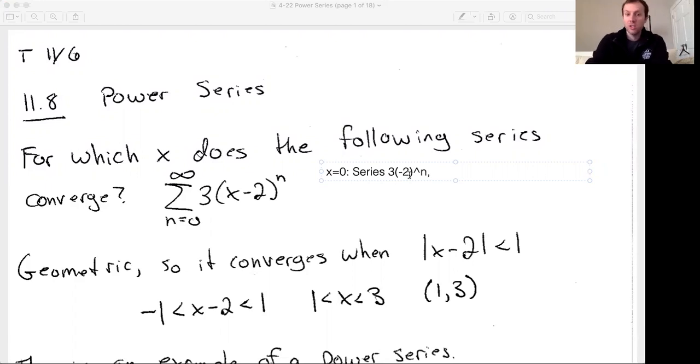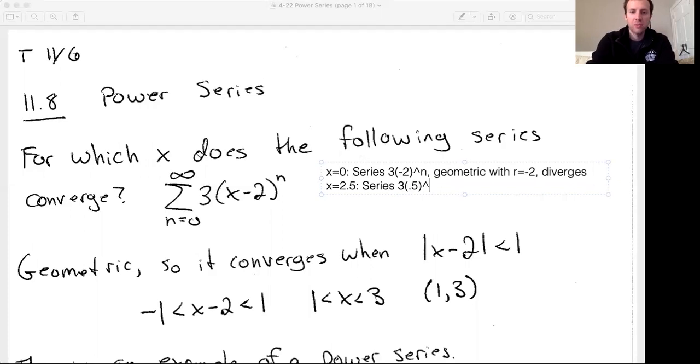And this is a geometric series. The r is negative 2. So this diverges. On the other hand, if you pick a different x, say x equals 2.5, then you get the series 3 times 0.5 raised to the n. This is again geometric, but now r is 0.5, so this converges, and we can figure out what it converges to using the formula for geometric series.